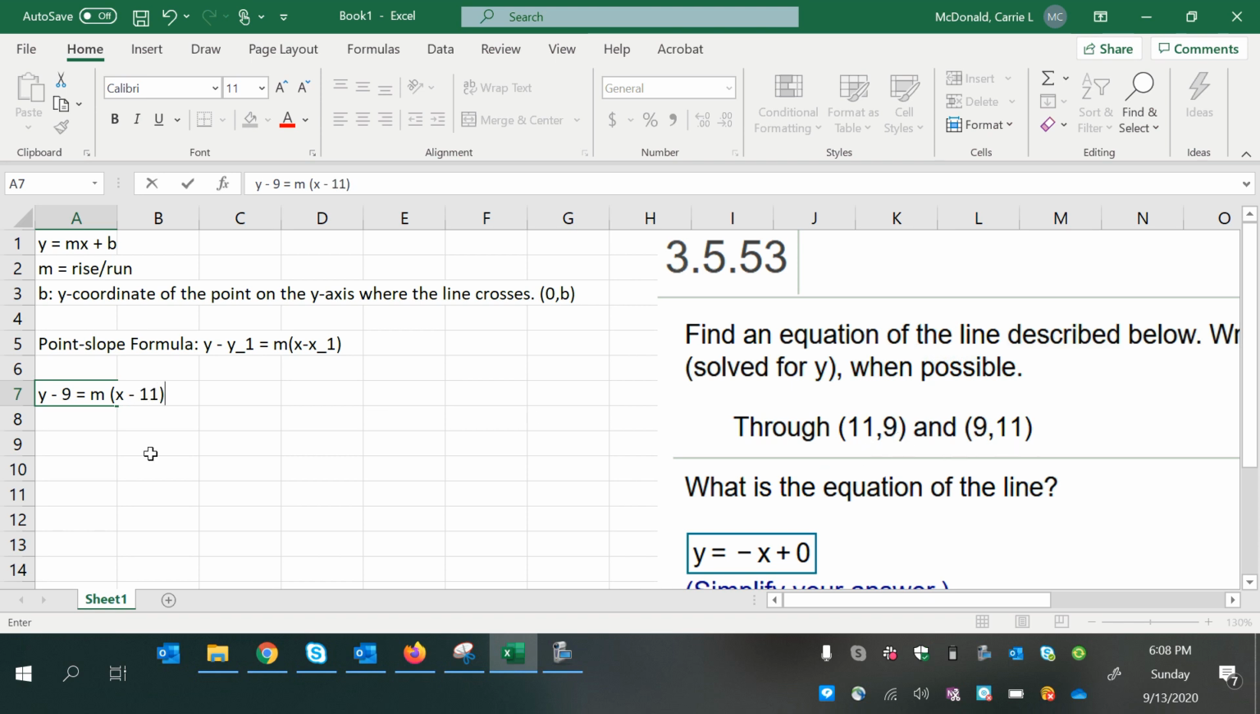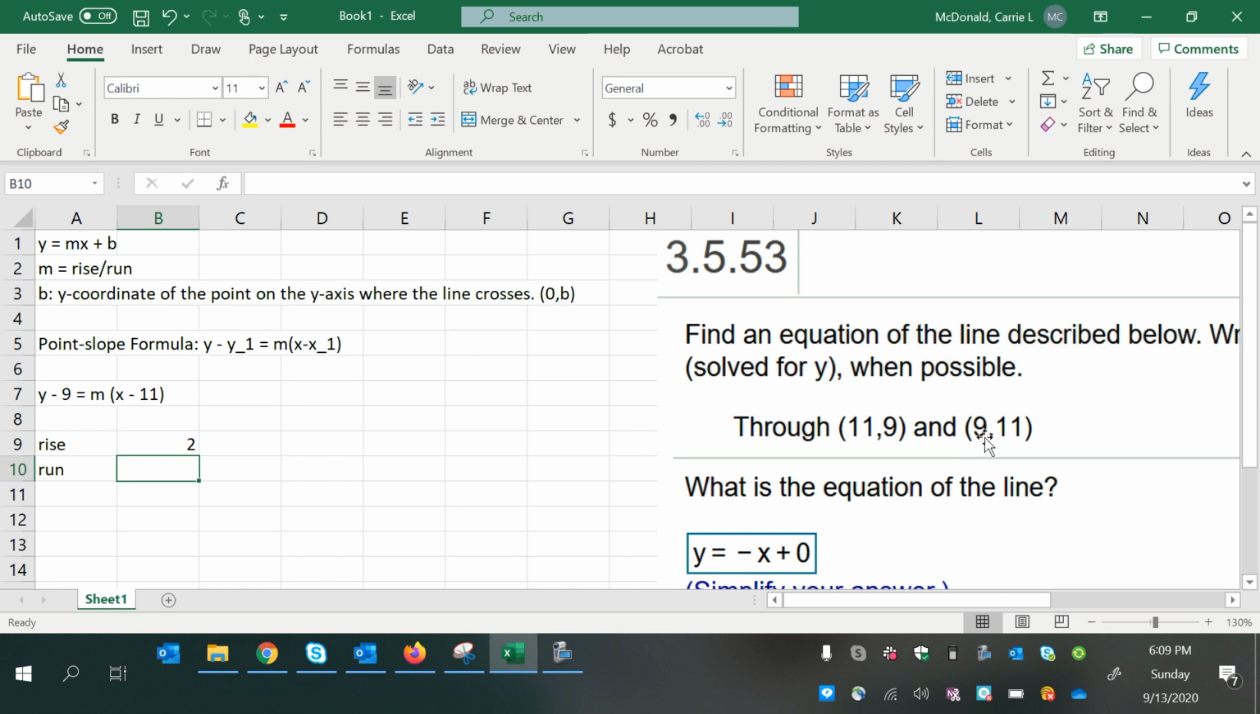So all we need in order to complete our equation here is the value of m, which we know is rise over run. So let's calculate rise and calculate run, and then we'll divide them to get our slope. So the rise would be the two y values subtracted. And we usually say y2 minus y1. So if we consider this to be the second point, then this would be our y2, 11, and 9 would be our y1. So we're going to do our rise by doing 11 minus 9 to get 2.